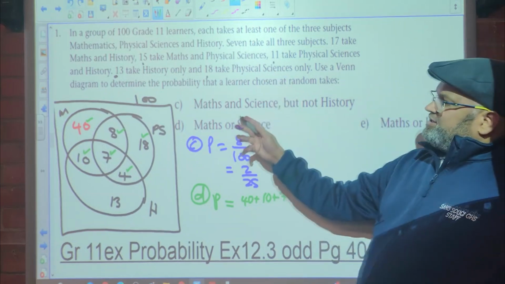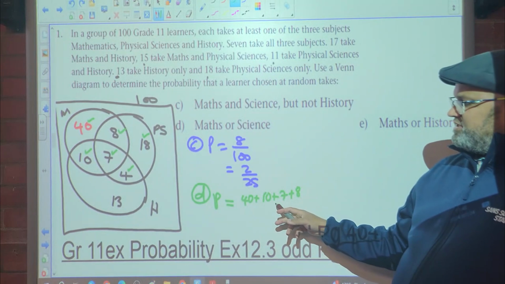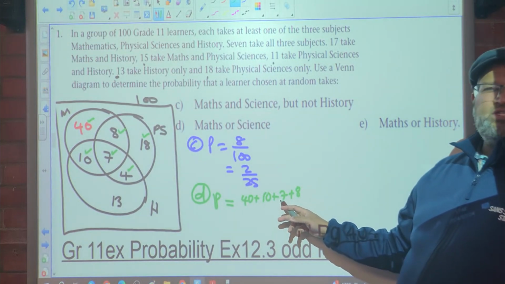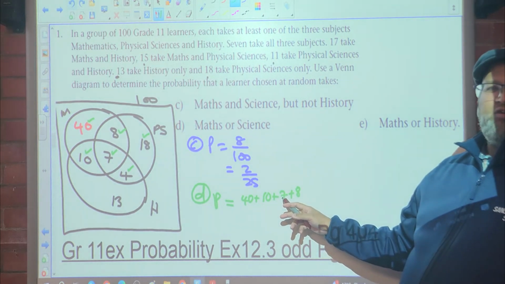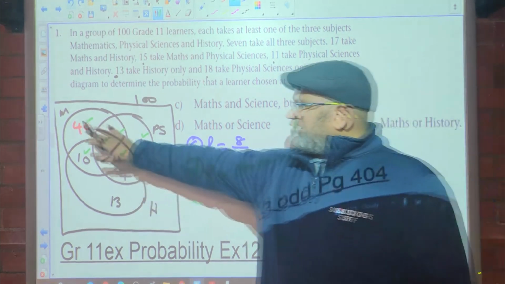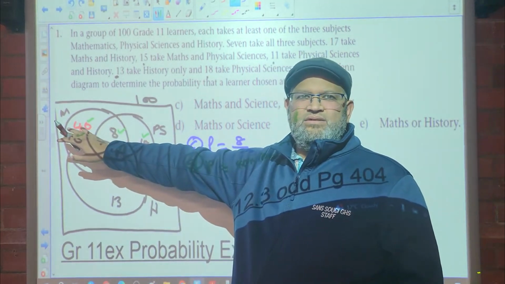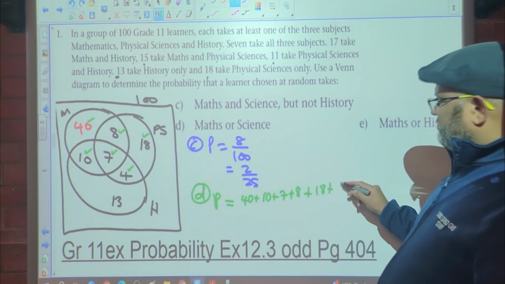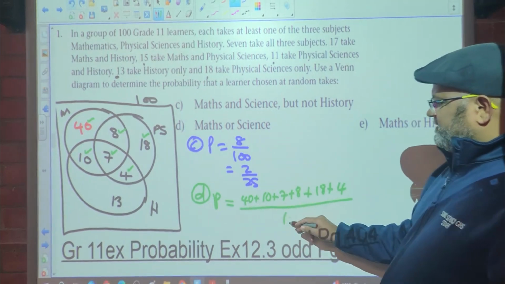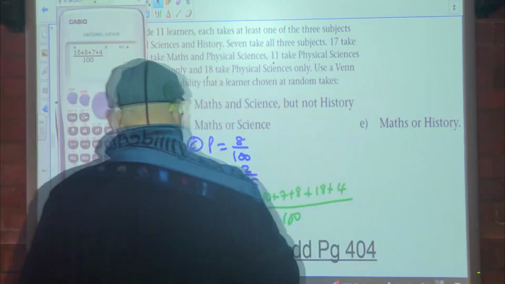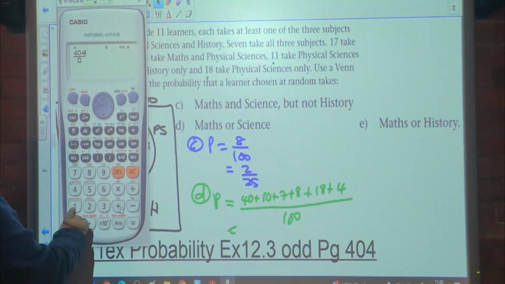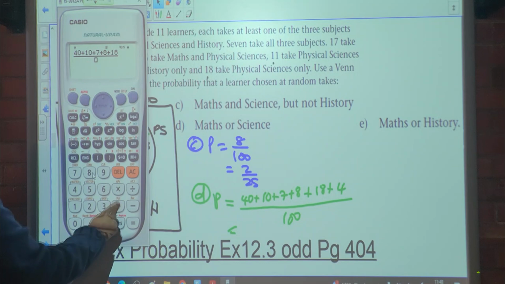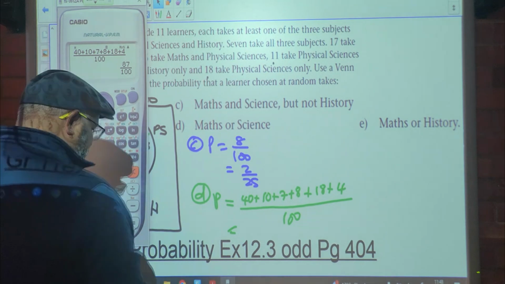Or I could have used A's answer, which was 65 over 100. Why? Because that is all of that already. I don't have to show it again. Do you guys understand? Plus 18 plus 4. This is all over 100. So it's going to be 40 plus 10 plus 7 plus 8 plus 18 plus 4. So this is all over 100. 87 over 100.